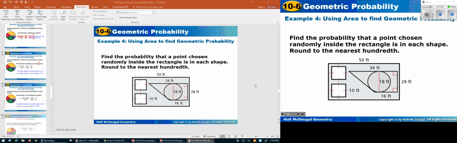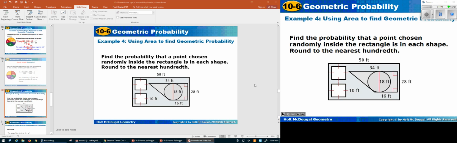All right. So the next one's where they get a little harder, and this is the end of 10.5. You'll see 3 different blanks. I'm not going to work all 3 different problems, but I gave you 3 spots in case we needed to. This one is where we're dealing with area. So it says find the probability that a point chosen randomly inside the rectangle is in each shape. Round to the nearest hundredth. So first of all, notice it does say to round to the nearest hundredth, so make sure you do that.